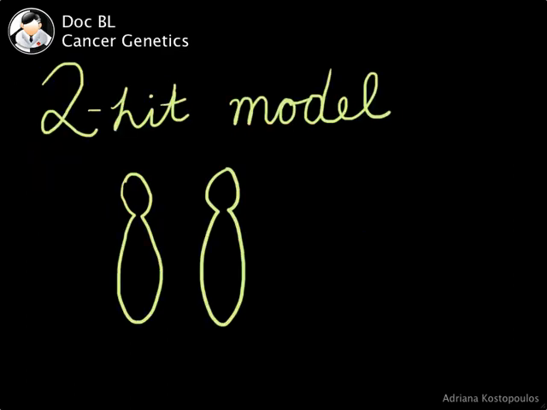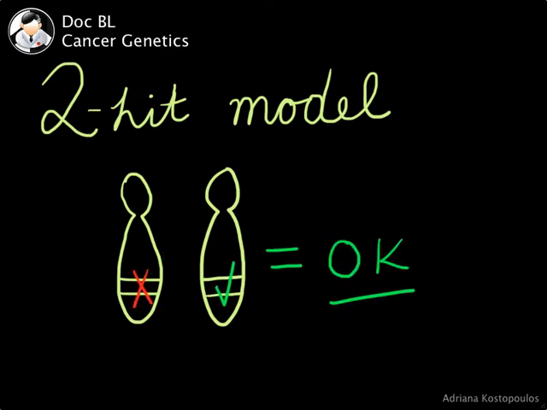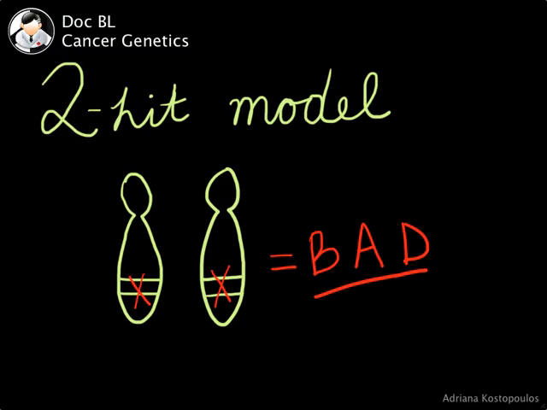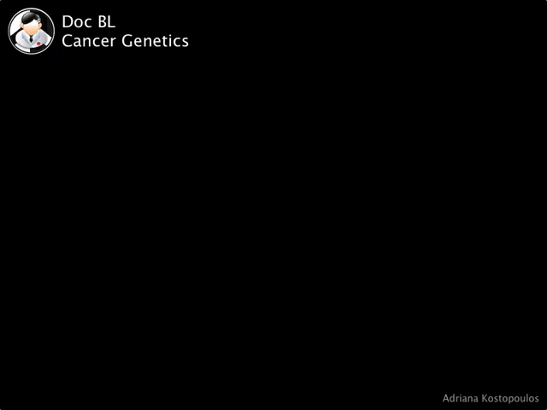So we have two copies of every gene. If you have two good copies, then you're okay. If you have one bad copy and one good copy, you're still okay because your good copy takes over. But if you have two bad copies, then you're in trouble.